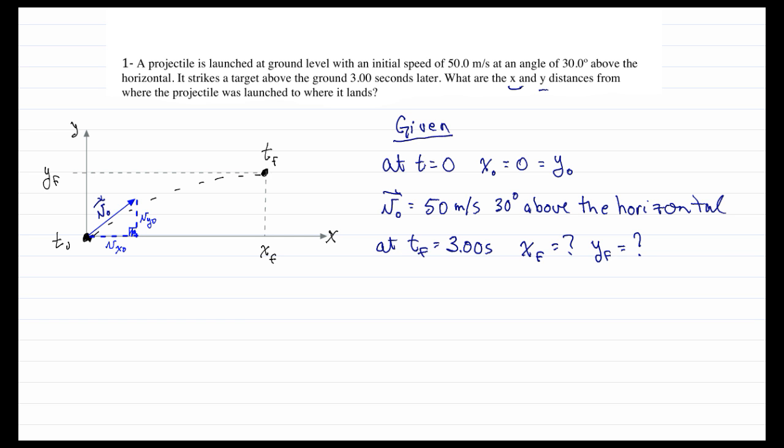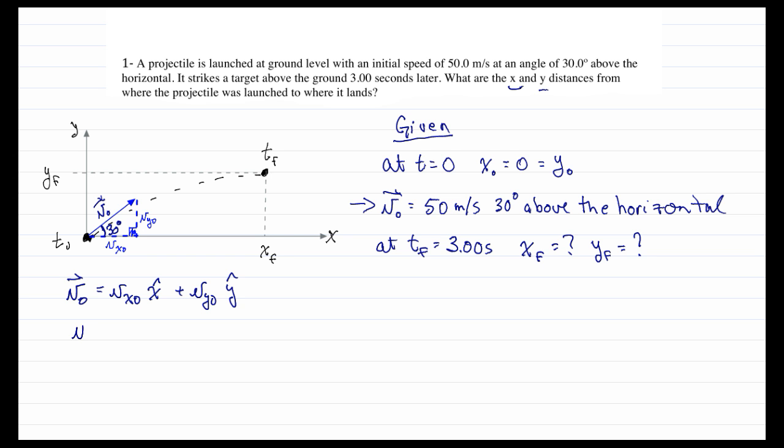Well, let's work with our velocity. Our initial velocity, we're going to write it in component form. So in component form, we can write the velocity as Vx0 in the x direction plus Vy0 in the y direction. So it's just up to us to determine Vx0 and Vy0. Note that there's an angle here, which is 30 degrees.